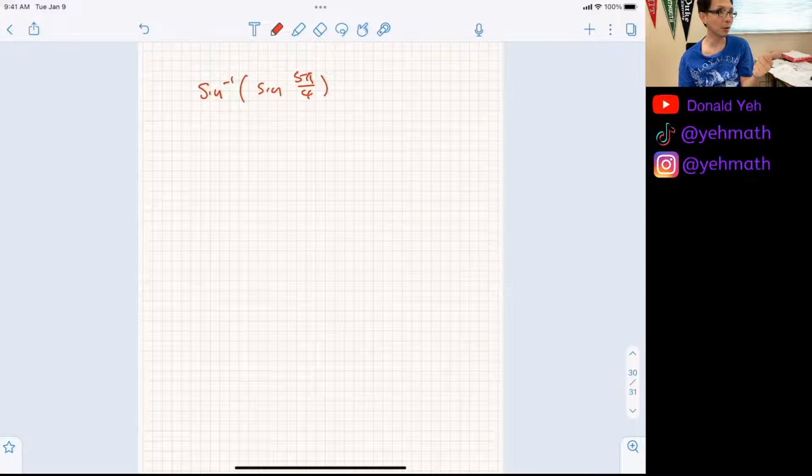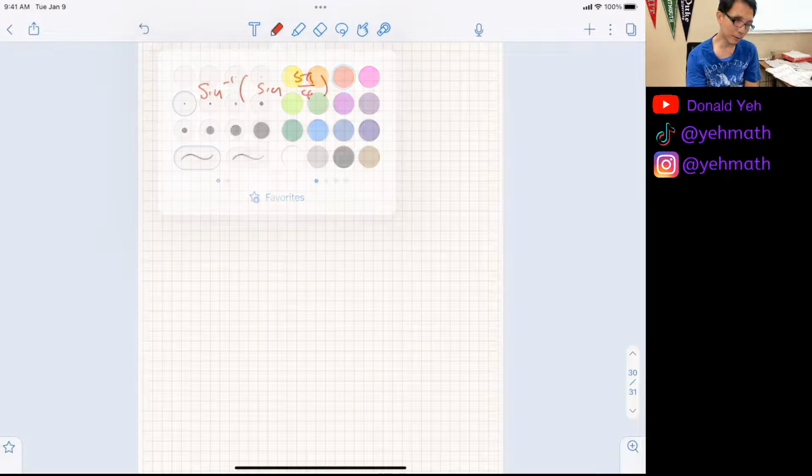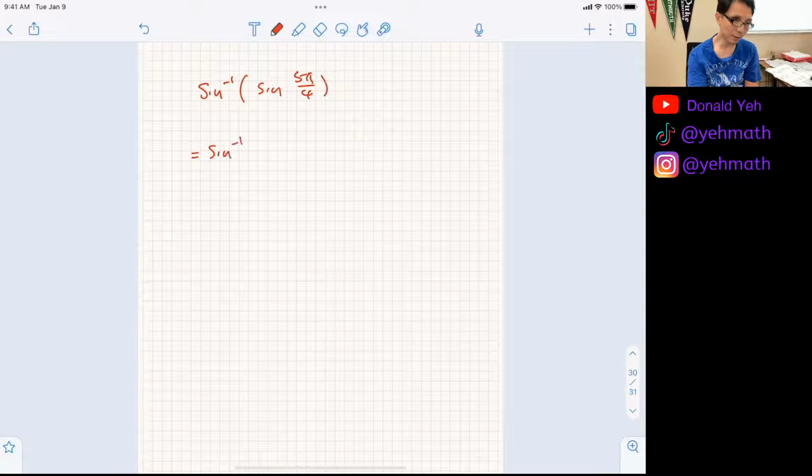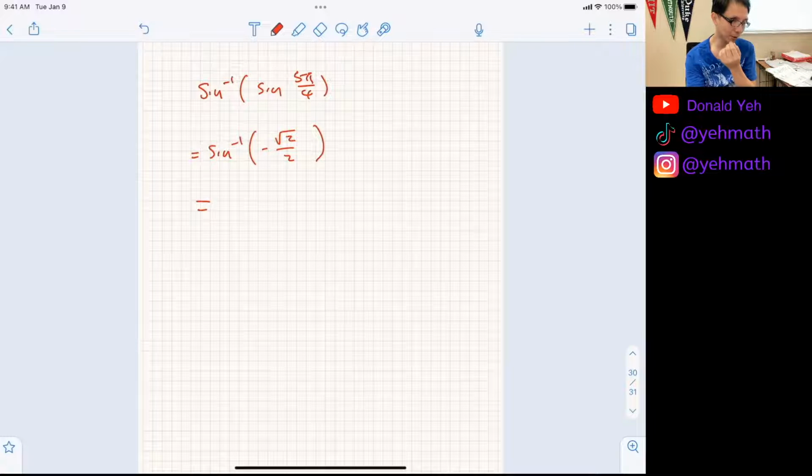Usually in math you go with inside and outside. The order of operations starts with sine of 5 pi over 4. If you do that, then you will have sine inverse of negative square root 2 over 2. And now you can answer the question. That's going to be negative pi over 4. That means the first two quadrants.